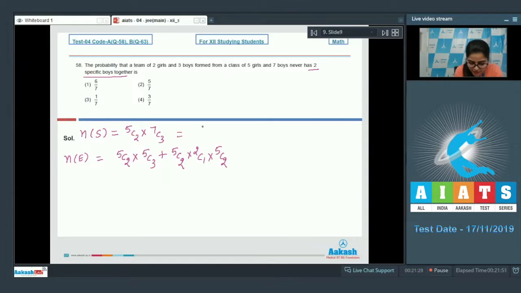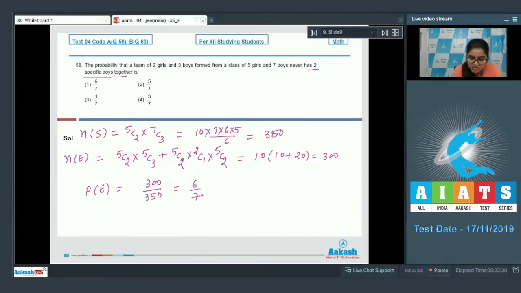Now just calculate it. This is your 10 × 7 × 6 × 5 divided by 6, that is your 350. And this is your 10 plus 20, which is your 300. So the required probability is 300 divided by 350, which is 6 by 7. So option number 1 is your correct answer. Now move on, next question.